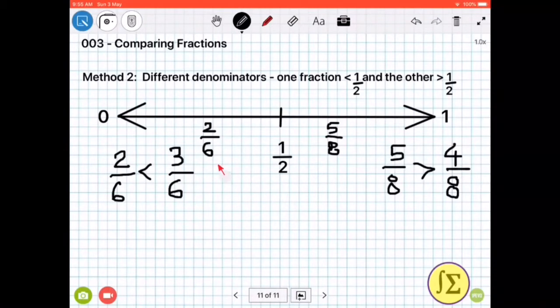So we can see that 2 over 6 has a value less than half, and 5 over 8 has a value more than half. That means the fraction 2 over 6 is smaller than the fraction 5 over 8.